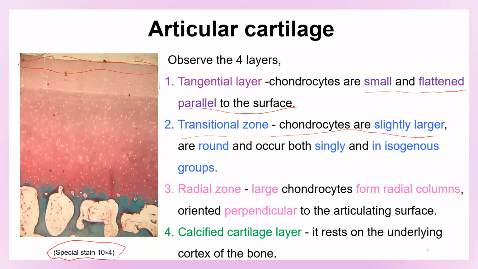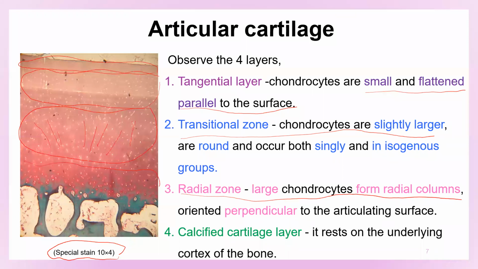These small white colored dots are the chondrocytes. So the transitional layer is there. You can see them either single or in isogenous groups, one or two cells. And then you get the radial zone where the chondrocytes are large and they lie in lines, several chondrocytes lining up like that, perpendicular to the surface. And then at the bottom you can see the calcified area.